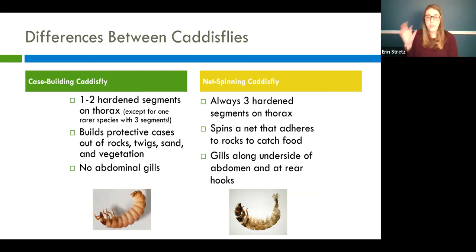Major differences between the caddisflies. Net spinning caddisflies always have 3 hardened segments on the thorax. Case-building caddisflies will only ever have 1 or 2 hardened segments. Obviously, the case-building caddisflies, you may find them in a case. The net-spinning caddisflies will instead spin a net, or you may find them just kind of free-floating and not in a net, not in a case or anything. The gills on the underside of the abdomen are maybe the most obvious thing to look for. So you can kind of look for those branching gills on the abdomen. If you see them, then it's very likely a net spinner.